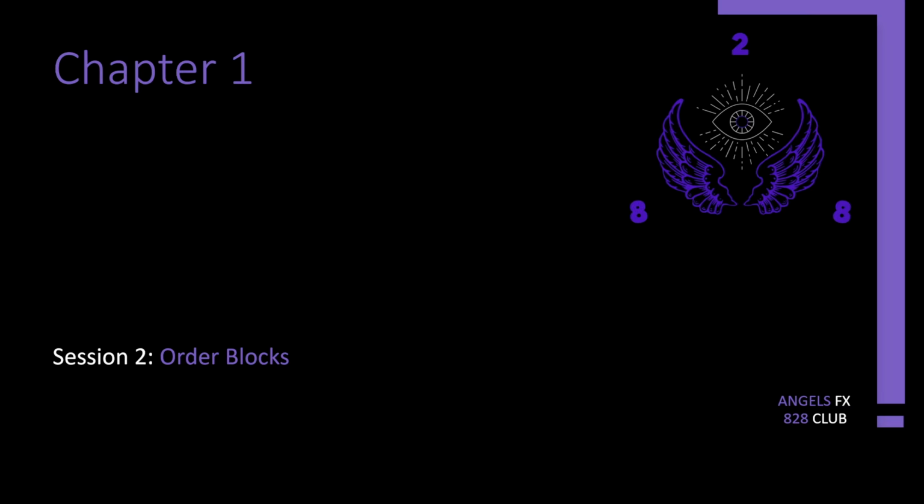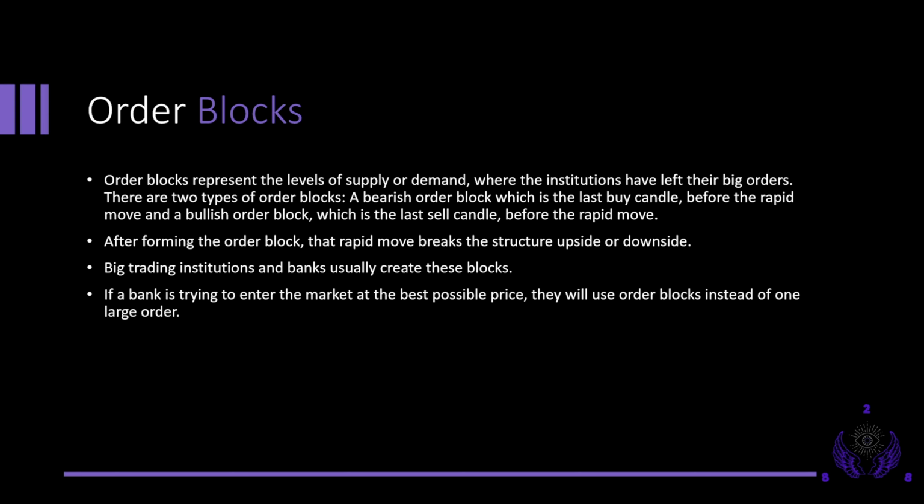In this video we are going to talk about order blocks and how to spot them. What are order blocks? Order blocks represent the levels of supply or demand where the institutions, smart money and big money, have left their big orders.